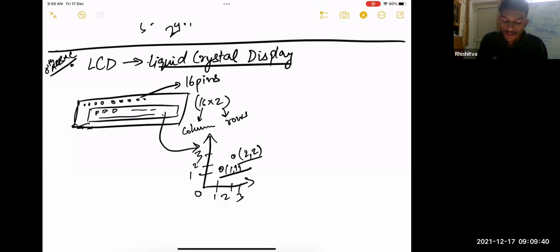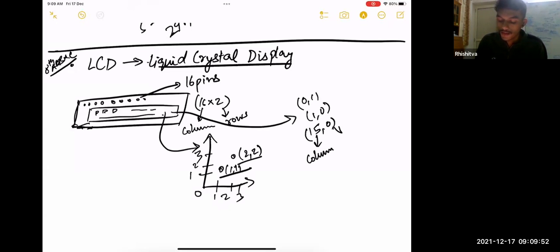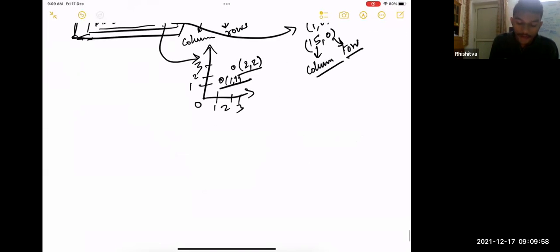Similarly, there was a coordinate system of these units also in the LCD. So let's say 0, comma 1, 1, comma 0, 15, comma 0, right? So this was the 15th column, that is the last column, and the first row. Okay. So we did this. Then we talked about 4-bit and 8-bit.